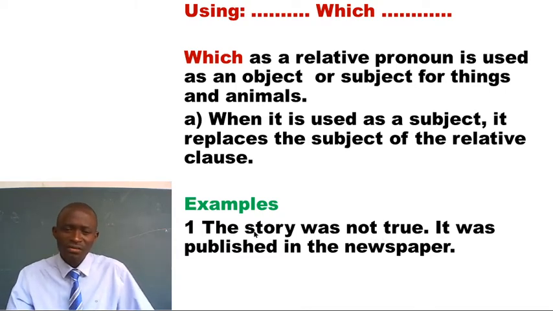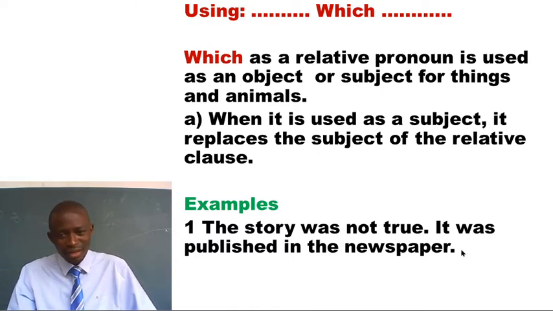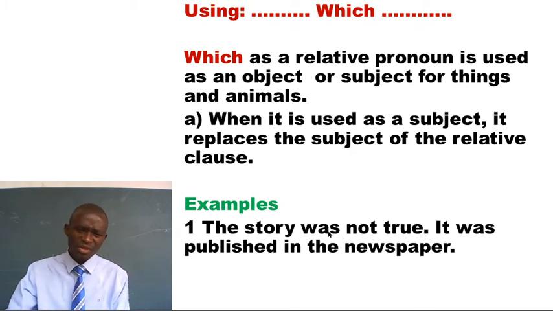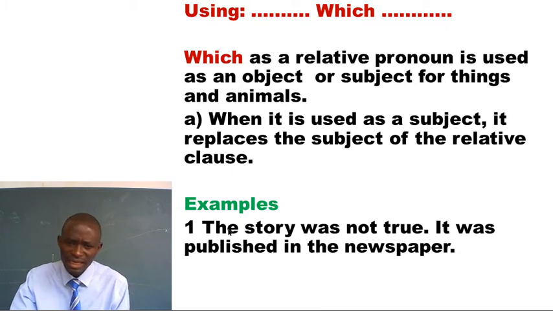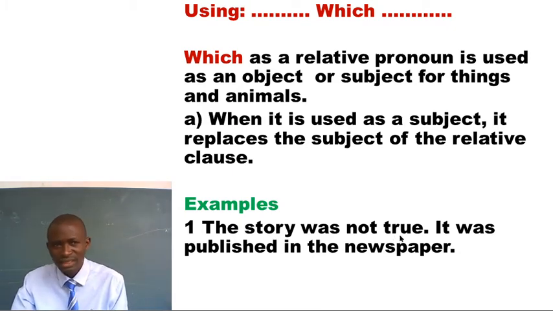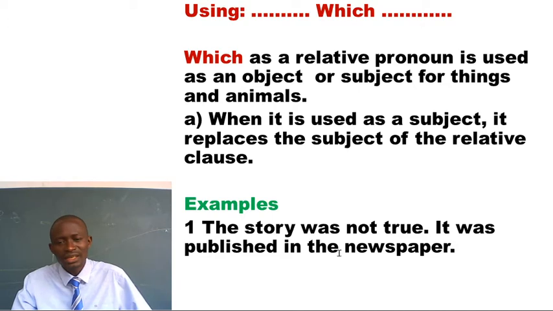What is a phrase? A phrase is a part of a complete sentence. Like here we have, the story was not true. It was published in the newspaper. This is already a complete sentence. But now, part of it is what I'm calling a phrase or a clause. So we have the first clause introducing the story, which was not true. Then more information about the story comes in the next clause, which says, it was published in the newspaper.